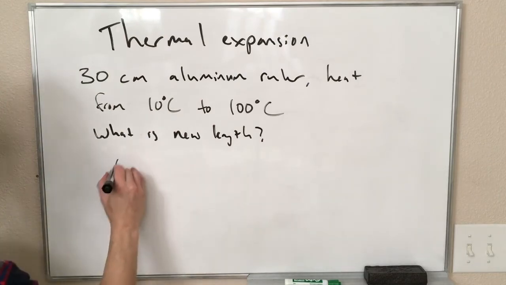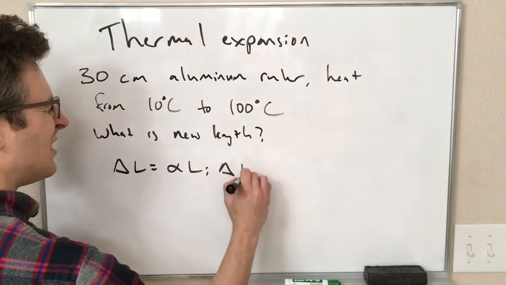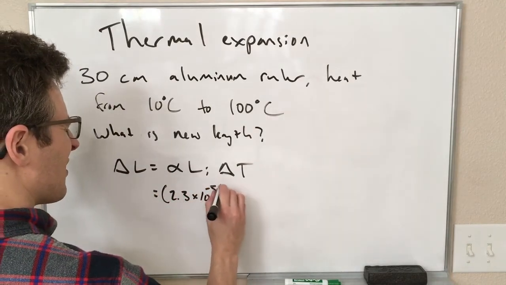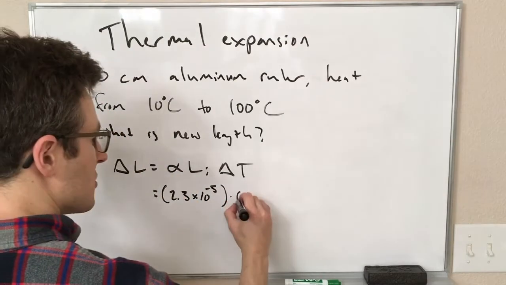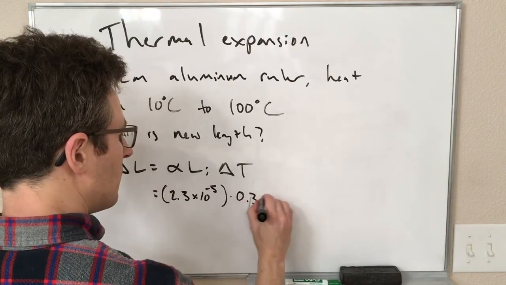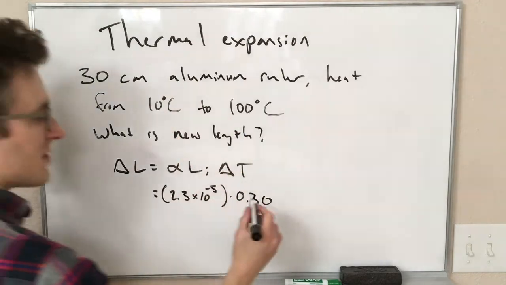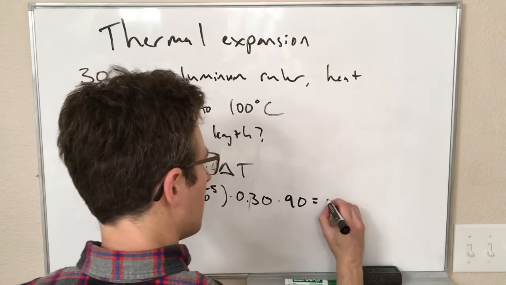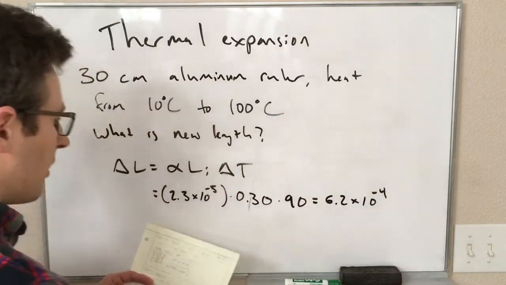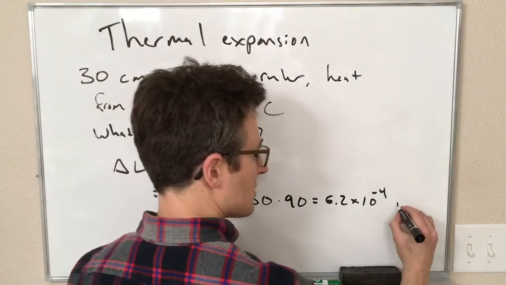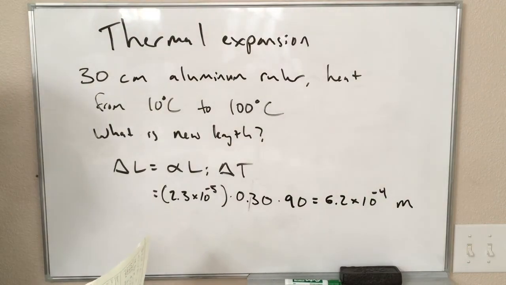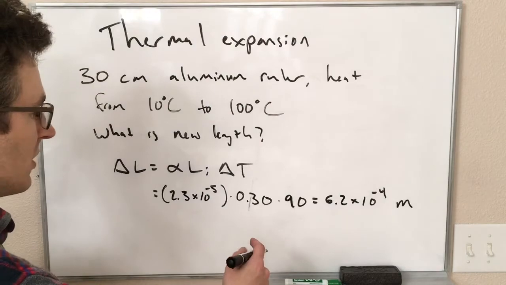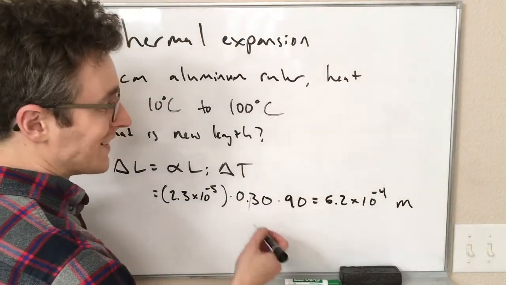Okay, so to figure this out, delta L equals alpha L delta T. So for aluminum, alpha, we know, is 2.3 times 10 to the minus 5. Our initial length here is 30 centimeters, which is 0.3 meters. And delta T is 100 minus 10, that is 90 degrees C, or 90 Kelvin we've increased our temperature by. So if I multiply those together, I get 6.2 times 10 to the minus 4, and these are all in SI units, so this has units of meters. So we have changed the length of our 30 centimeter ruler by 6 times 10 to the minus 4 meters. That means in terms of centimeters, that is 0.06 centimeters.